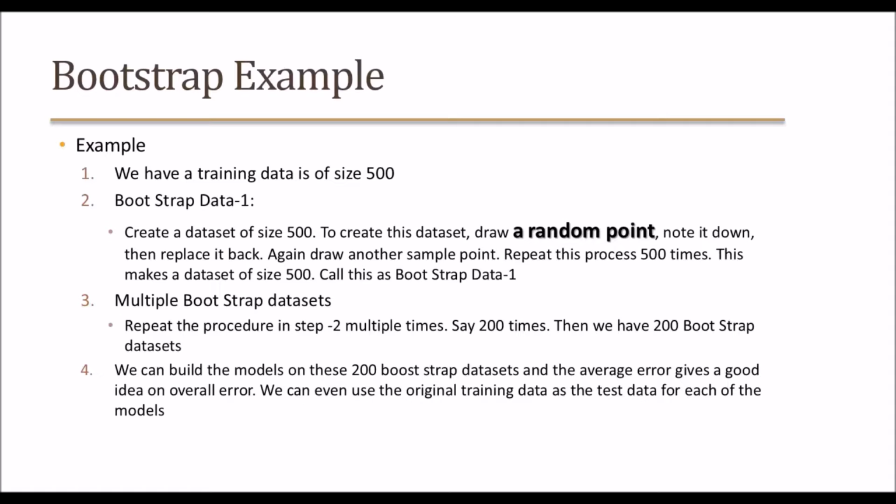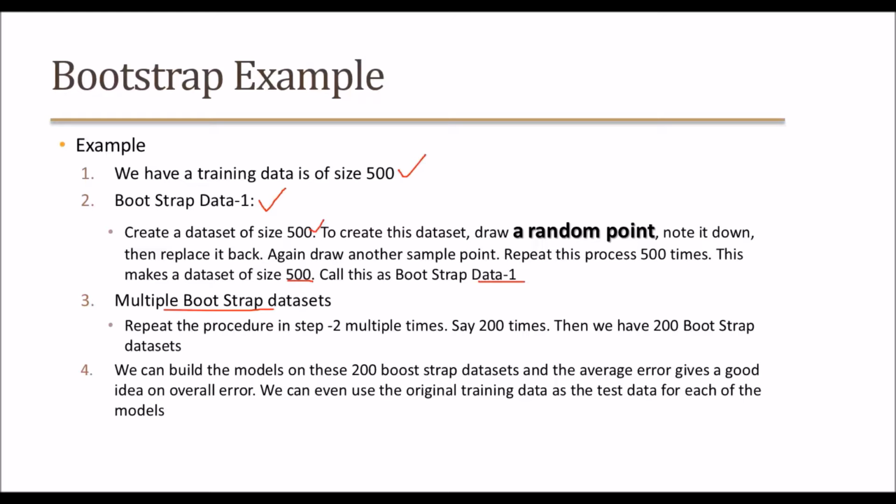So once again, this is an overall simple example of a bootstrap sample. Let us suppose we have training data of size 500. What do we do in bootstrap dataset 1? We create a dataset of size 500. How do we do it? We build it one by one. To create that dataset, draw a random point from the training data, note it down, replace it back in the training data, again draw another random sample point, and repeat the process 500 times. This makes a dataset of size 500. Call this bootstrap dataset 1.